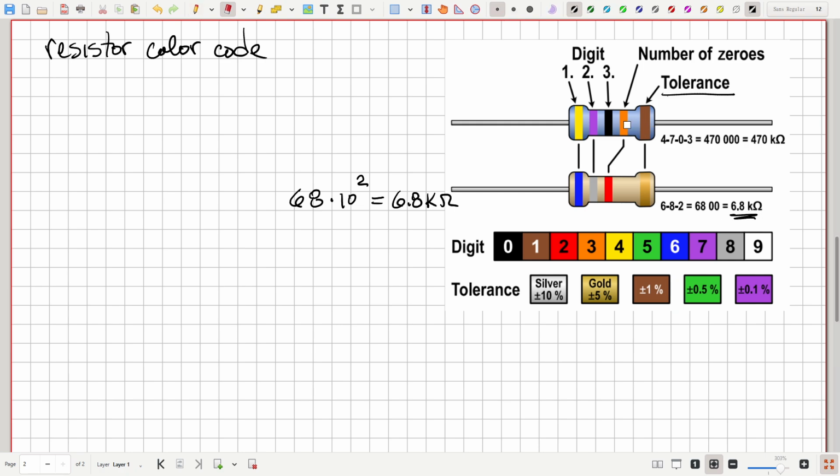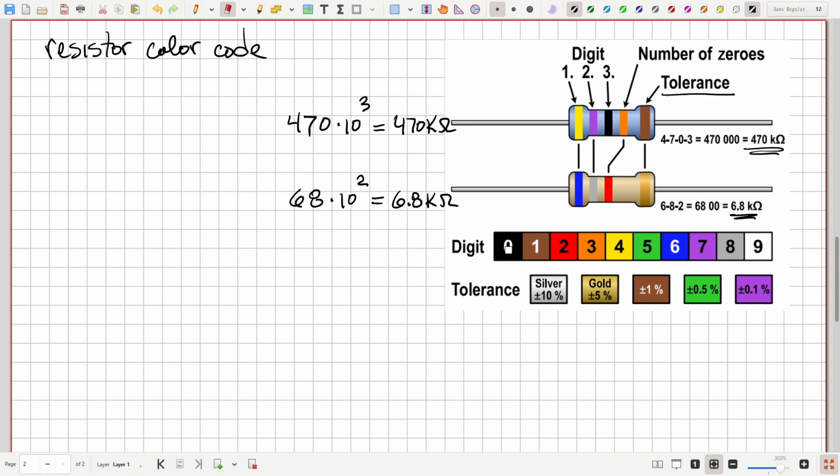For the upper 1% resistor, let's see, we've got yellow, that's 4. Violet is 7. Black is 0. And then we've got the number of zeros. Orange is 3. So that's either 3 zeros or 10 to the 3. Of course, that's just 470 kilo ohms.